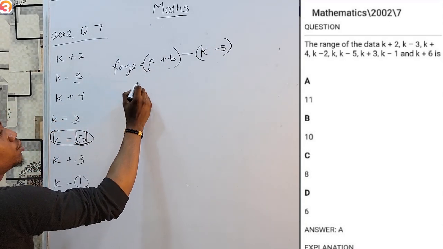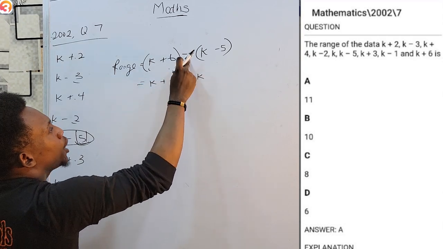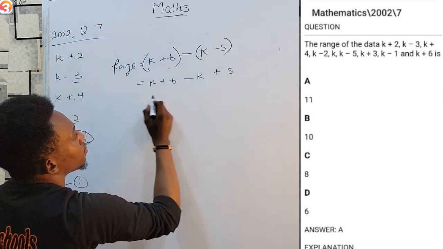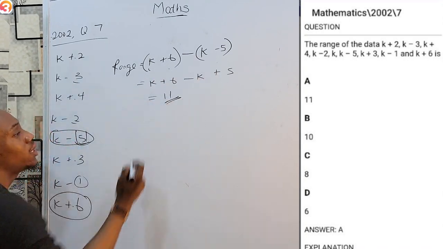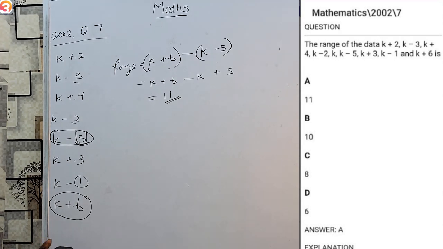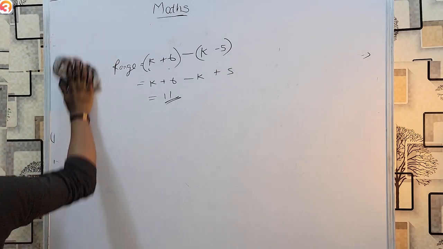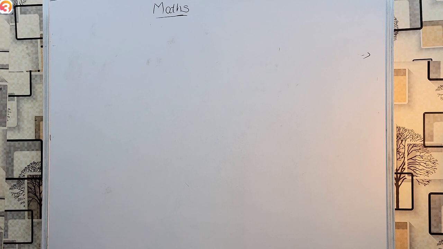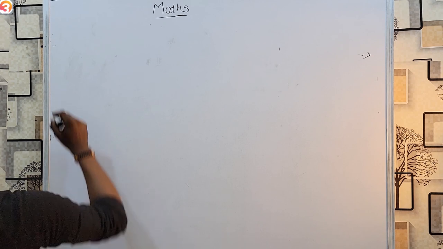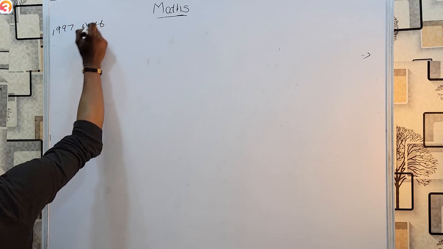So let's open all the brackets. It'll be k plus 6 minus k plus 5. K minus k is 0, 6 plus 5 is 11. And my range is simply 11, option A. You see, this is actually rudimentary. It is so simple. Next up, from the year 1997, question 46.